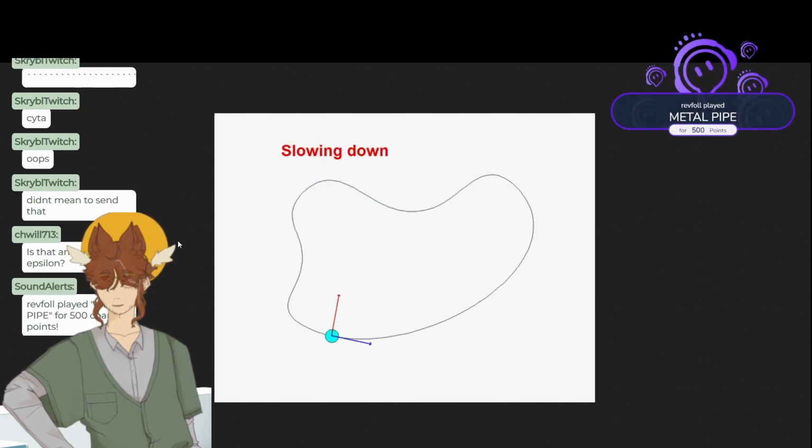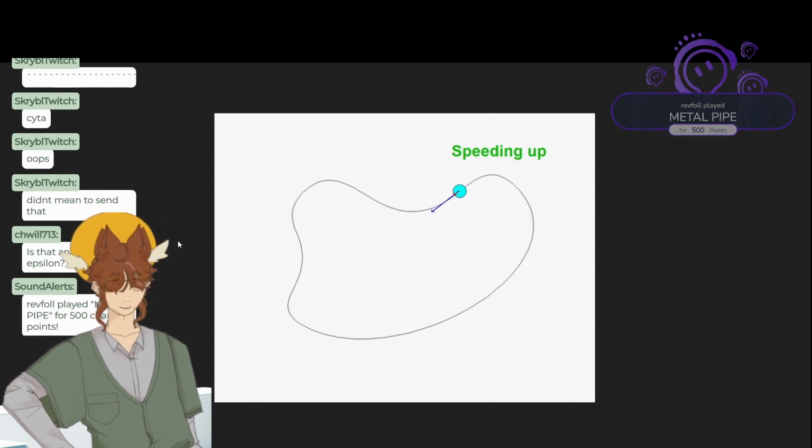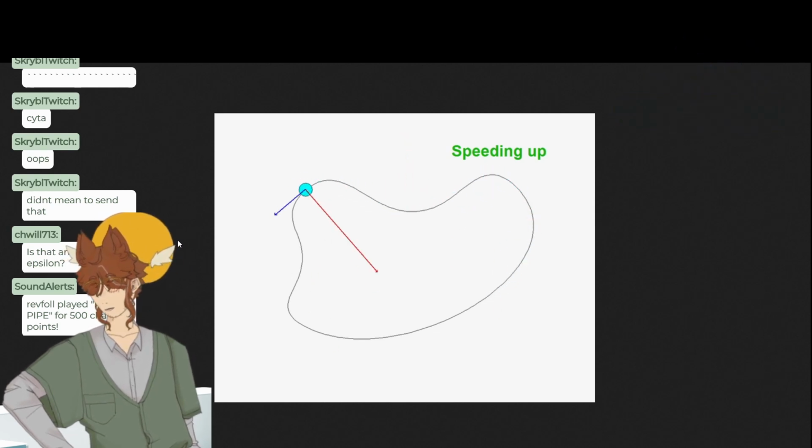Okay, metal pipe. It wouldn't be a good dynamics stream if we didn't drop some metal pipes. I mean, that's classic dynamics, right?